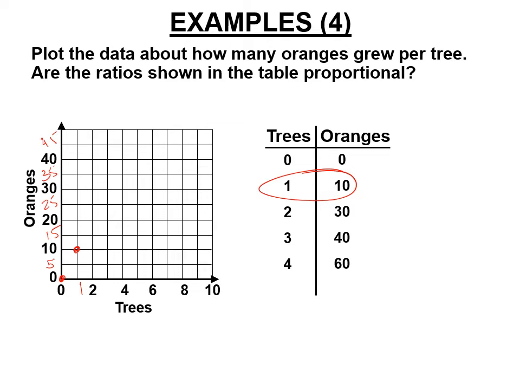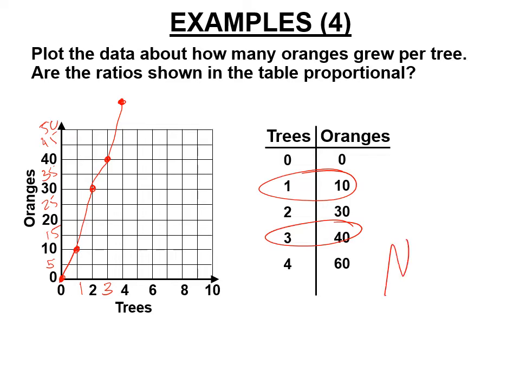2 goes with 30 up there. 3 goes with 40. And 4 goes with 60. Now you can plot 60. This is intentional, right? You can estimate where it goes. Okay. So then we try to draw a straight line through this, and you don't get a straight line, right?